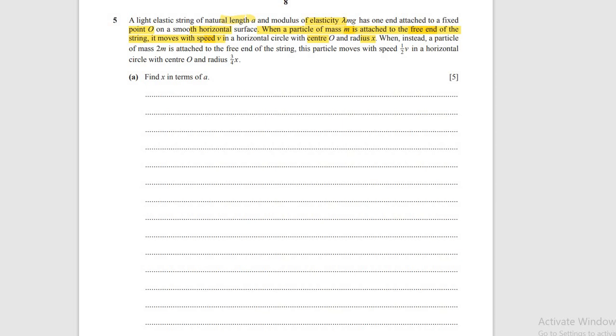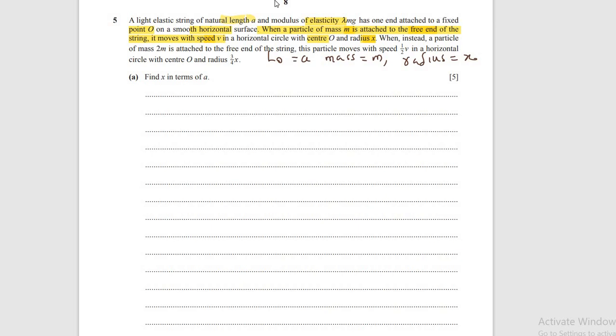Remember, the original length of the string is A. So when a mass of M is attached, it moves in a horizontal circle with center O and radius x. Let me take that. The original length is A. When the mass of M is attached to the string, we have an extension of radius, which is x. It moves in a horizontal circle.